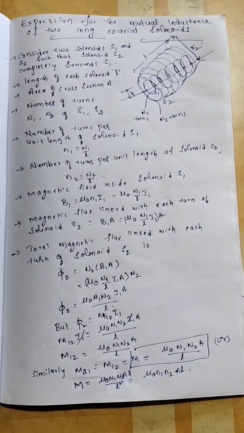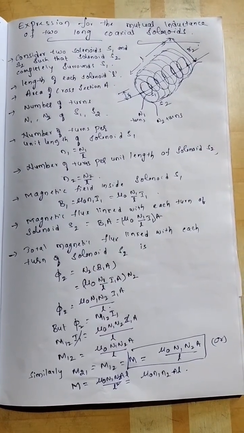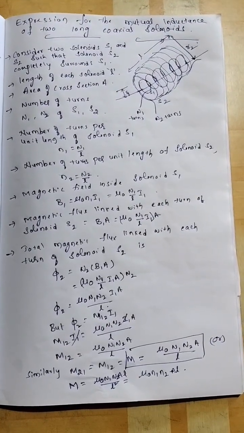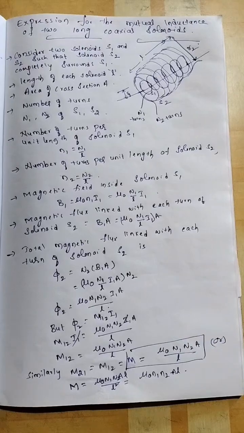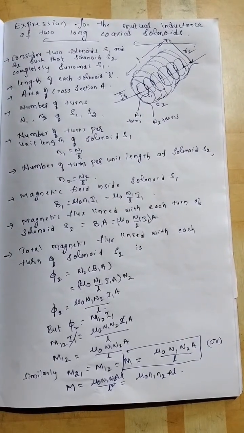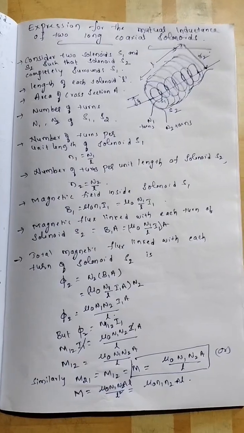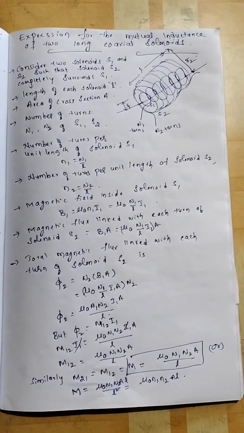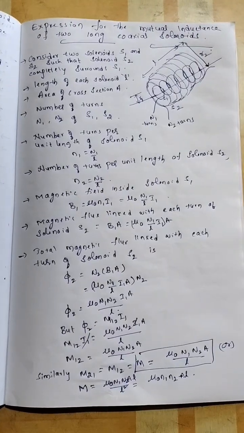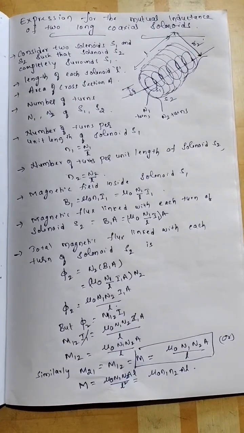But what is the formula for mutual inductance? Phi 2 equal to M12 I1. So now in place of phi 2, you substitute M12 I1. So I1 cancels and M12 will be equal to mu naught N1 N2 A by L. Similarly, we can also derive M21, which is equal to M12, that is M equal to mu naught N1 N2 A by L.